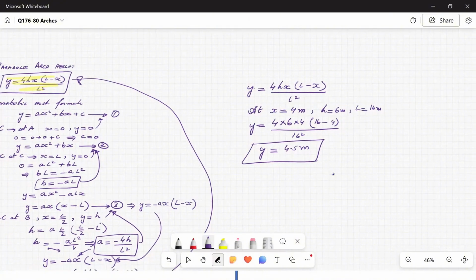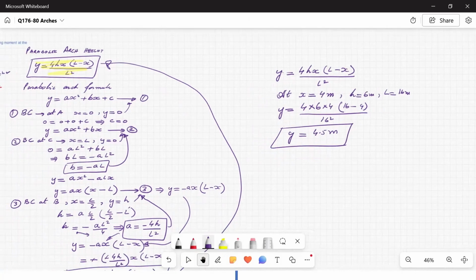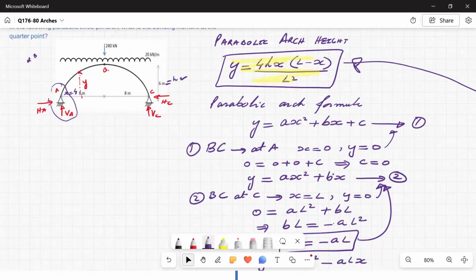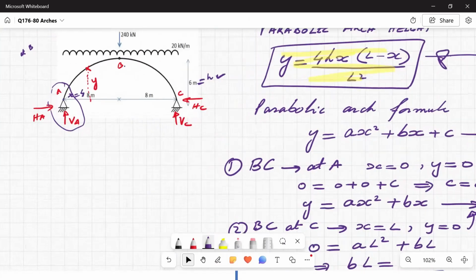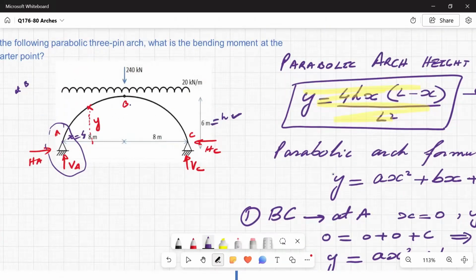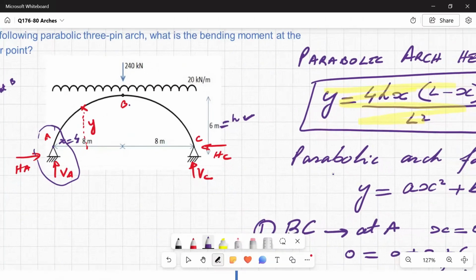And now I'm in a position to take moment at B. That will give me the value of HA. But first I need to find out the reactions, then I will find out the moment at B at the crown pin, and after that when I have HA and VA, then I will find out the moment at this point X, and that will give me the moment at quarter span.